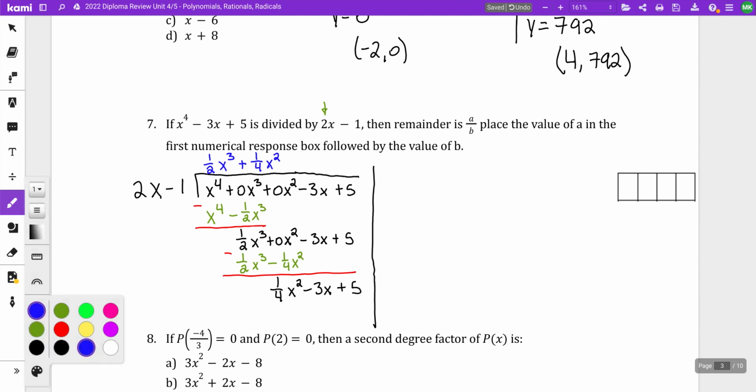Continuing on, I need to multiply this by now positive 1/8 x. That will give me 1/4 x squared minus 1/8. Subtract. I'm going to write at the top here. 1/4 minus 1/4, that goes away. Negative 3 minus negative 1/8. Utilize your calculator for that.